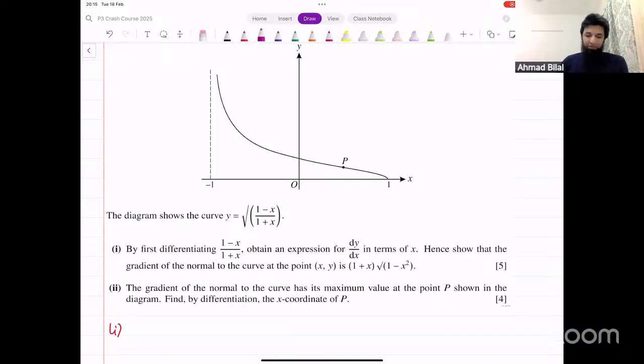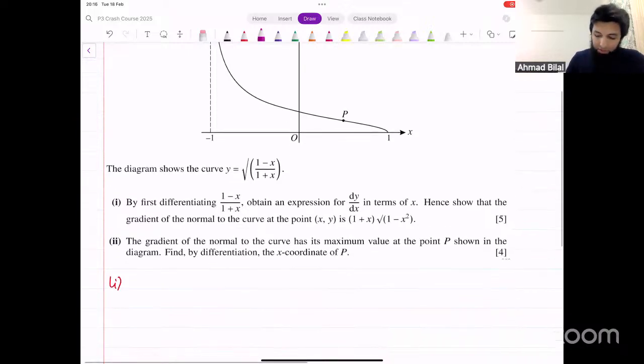Okay, so the diagram shows the curve y equals this. By first differentiating (1 minus x) over (1 plus x), obtain an expression for dy over dx in terms of x. Hence show that the gradient of the normal to the curve at the point (x, y) is this. Okay, so how do we think about this now?